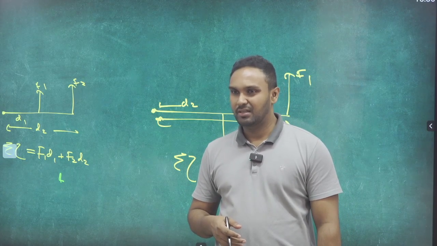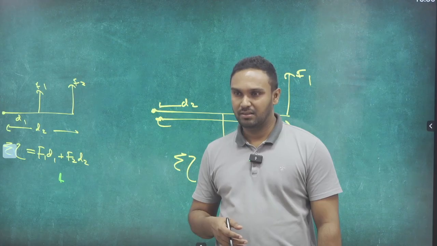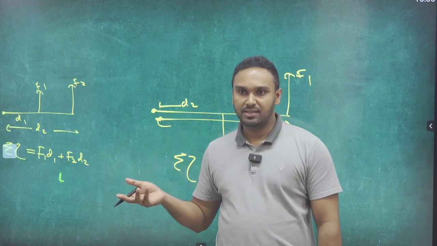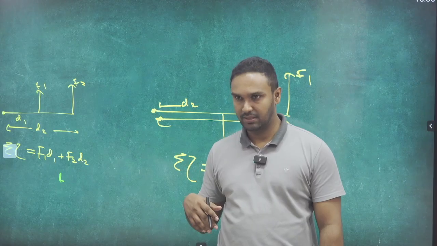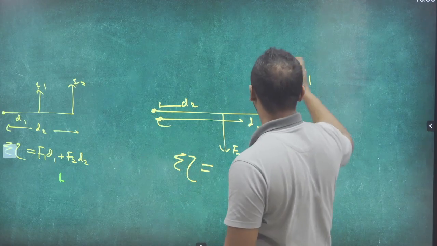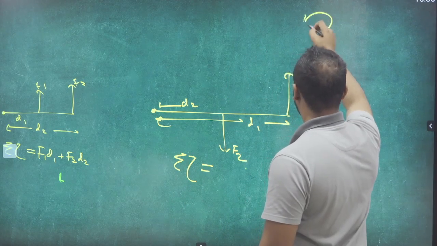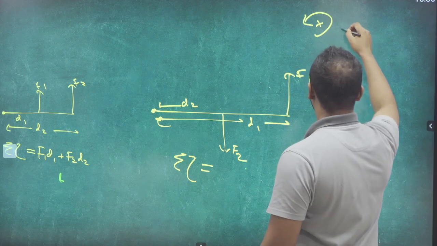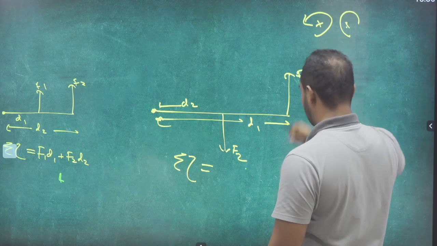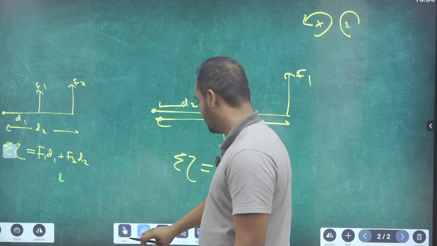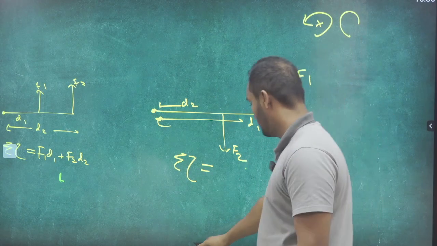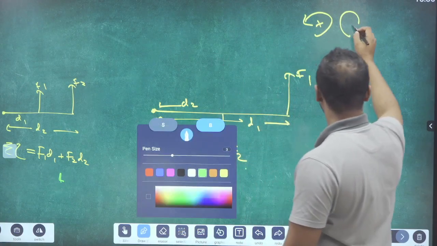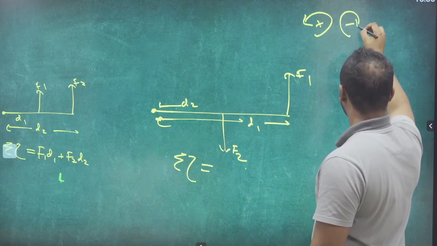So generally you take the anti-clockwise plus, the clockwise minus. It's easy, right? So better you write it like this. You are taking anti-clockwise as plus, clockwise as minus, right? Clockwise as minus. This is minus.